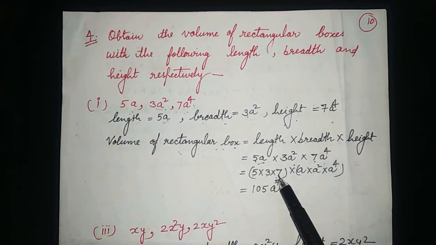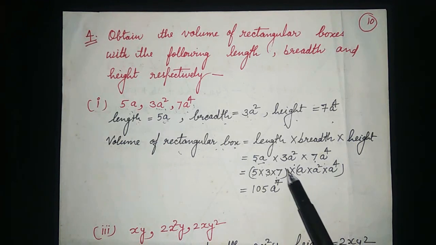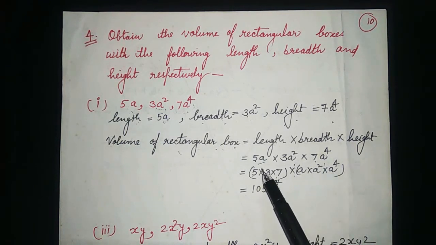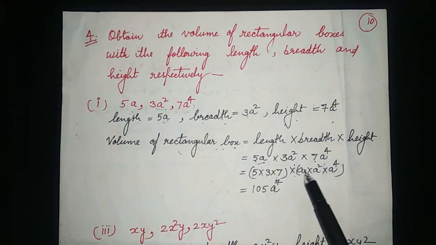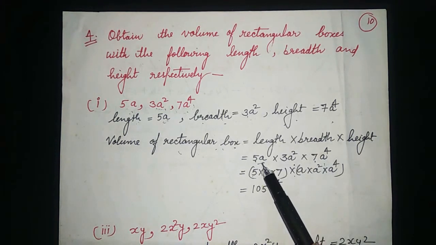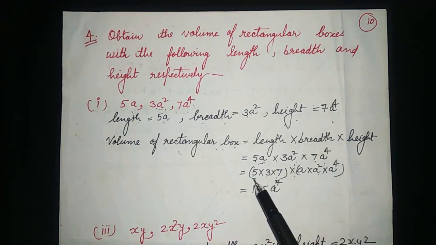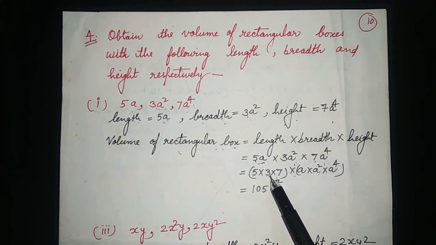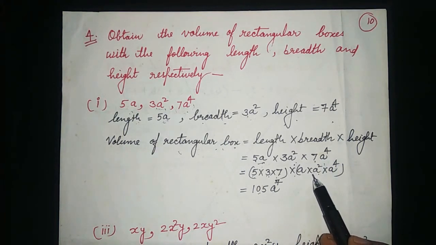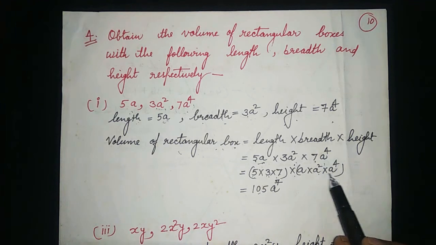5 into 3 into 7 we will write first. Now we will write their variable parts with multiplication sign: a into a square into a to the power 4. Now we will find the product. 5 3s are 15 and 15 7s are 105. Now a into a square into a to the power 4 we will multiply.